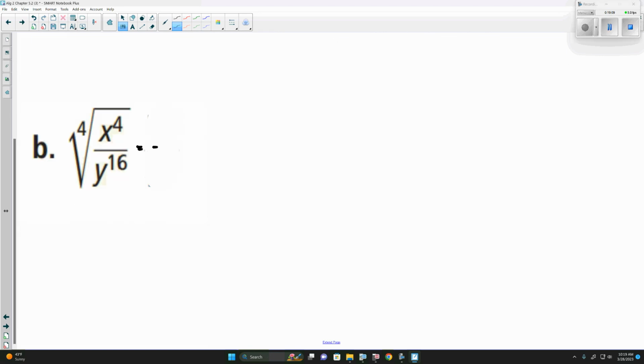So we're going back to division. And with the division, let's split it up into the numerator and denominator. So the numerator would be the 4th root of x to the 4th. The denominator is going to be the 4th root of y to the 16th. Now looking at this here, I think we can say what the numerator is. The 4th root of x to the 4th is going to be what? Yeah, it would just be x.